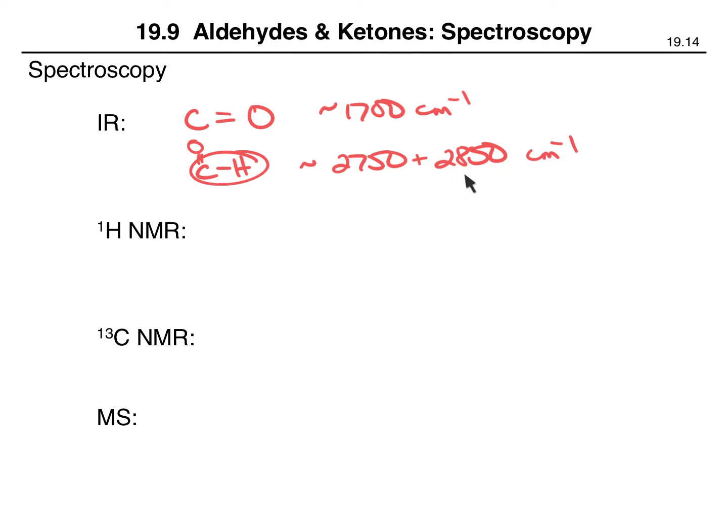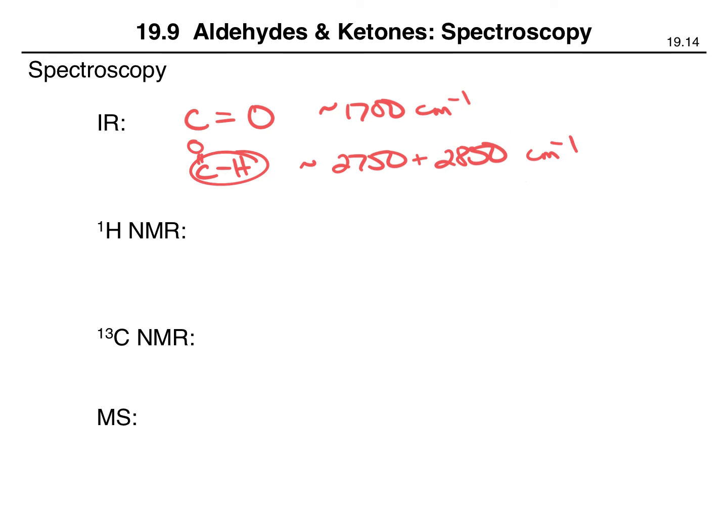Now 2850 is still in the range where we would see an sp3 hybridized CH, but 2750 is definitely too low to be an sp3 hybridized carbon hydrogen. So if you only see this, that doesn't really tell you anything. But if you see both of them along with the carbonyl, that tells you you have an aldehyde.